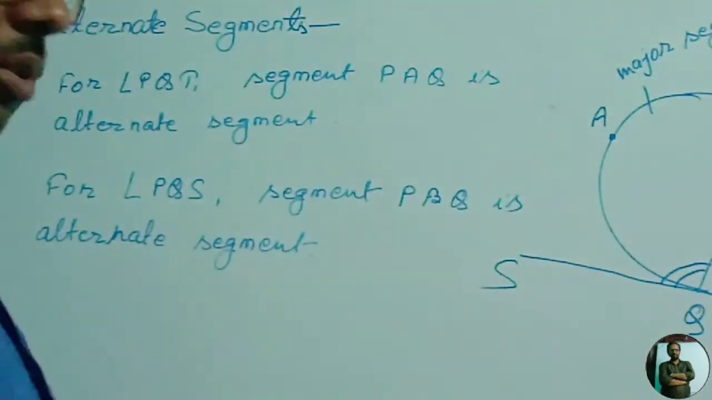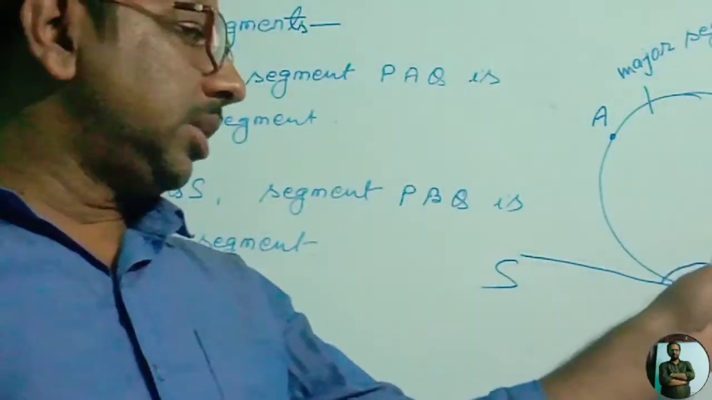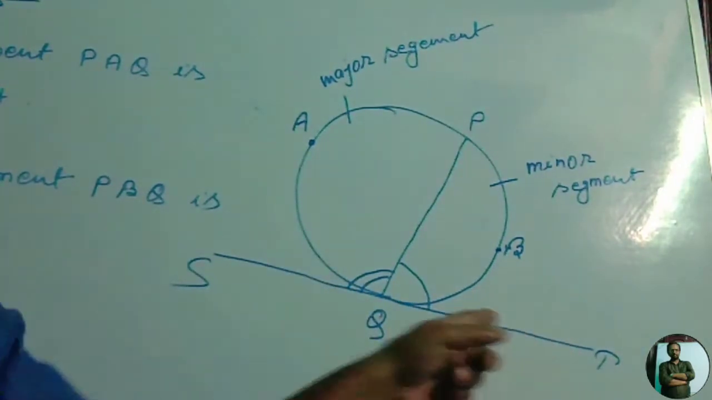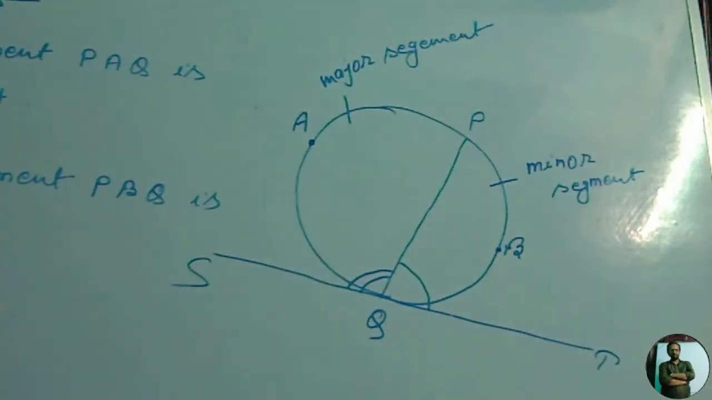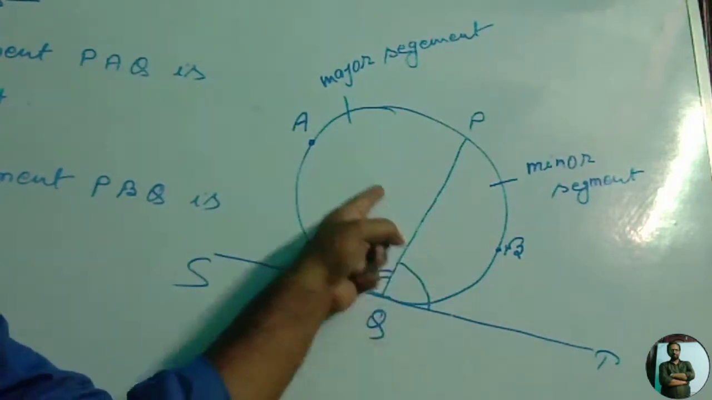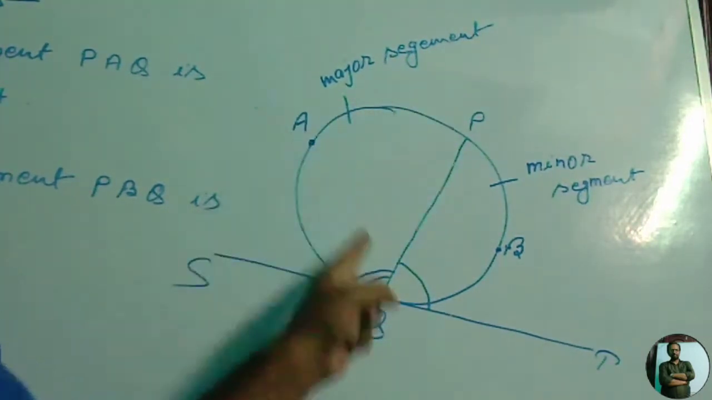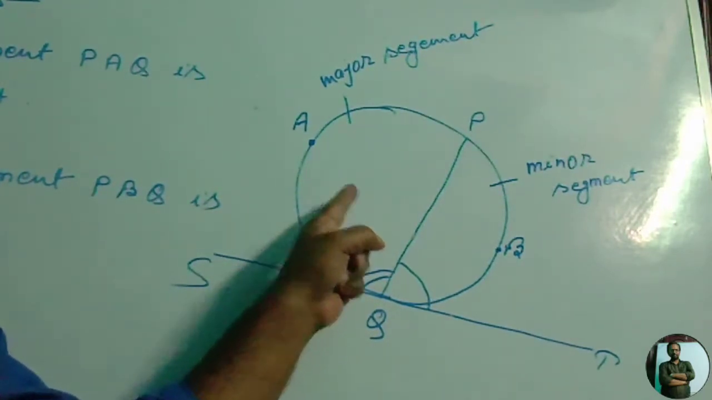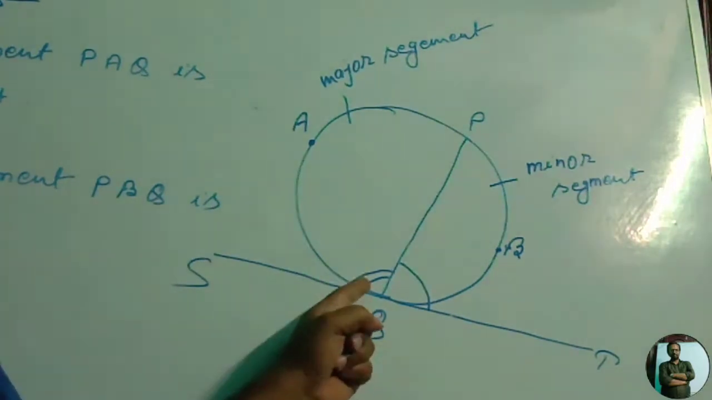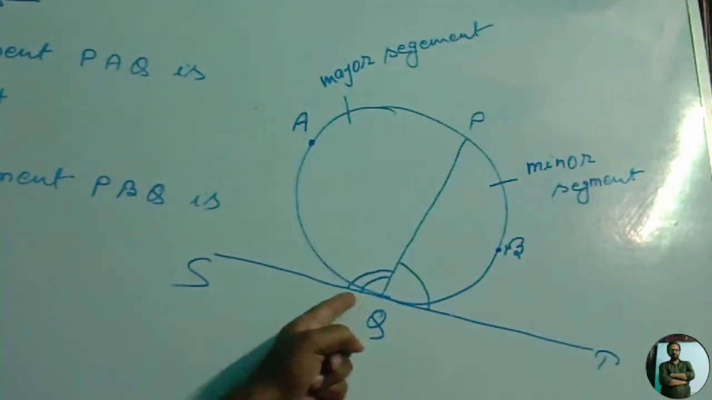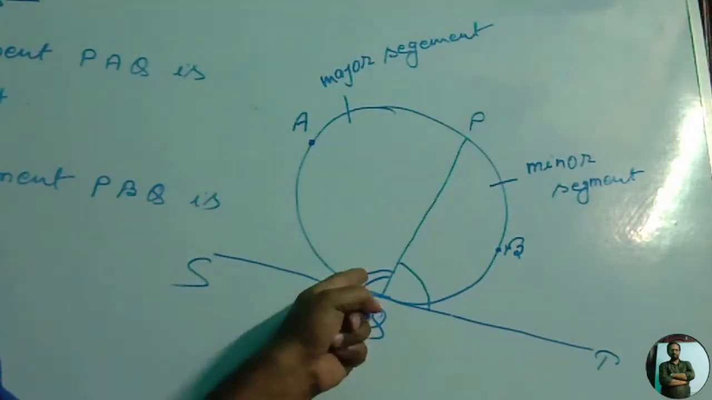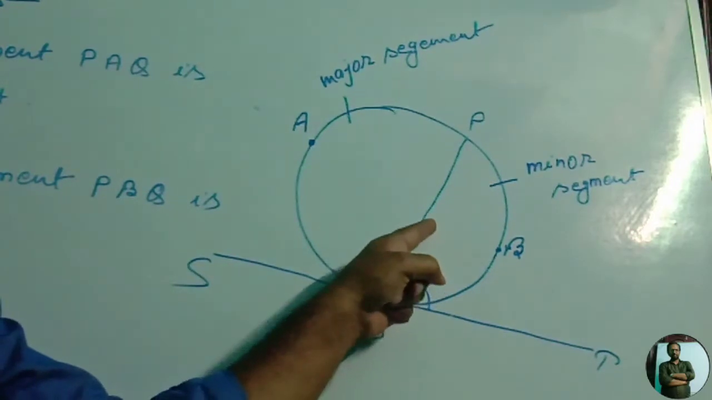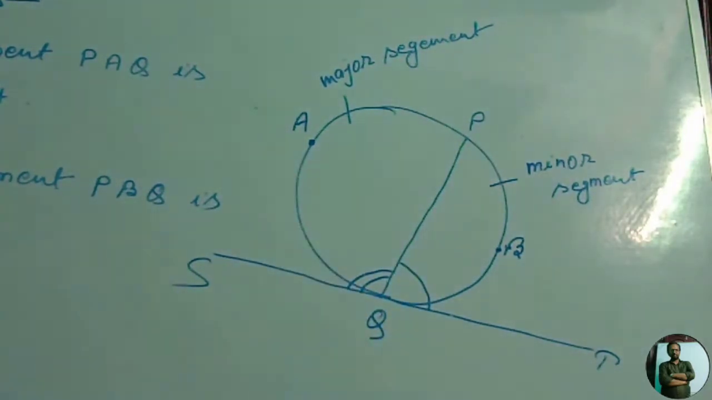One more thing I want to say: this angle is subtended by this chord and the tangent TQ. For this angle, opposite of this chord, PAQ is the alternate segment. This angle is subtended by the chord and tangent SQ. For this angle, PBQ is the alternate segment.